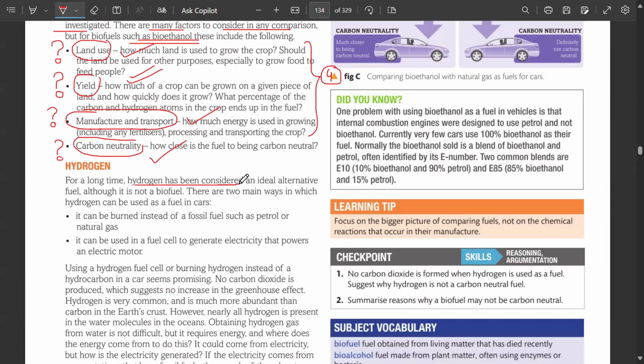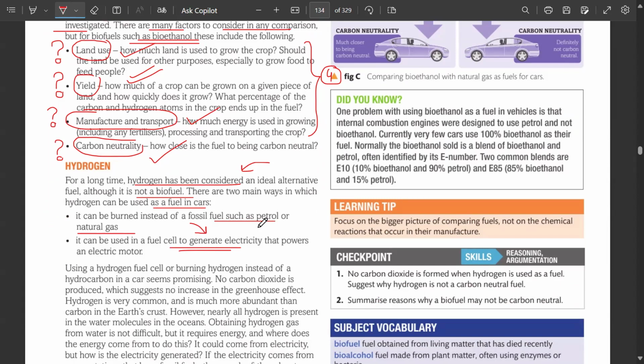For a long time, hydrogen has been considered an ideal alternative fuel as well, but it is not a biofuel. Cars में use हो सकता है. Natural gas में, petrol में, it can be used. But how would you harvest it, and how would you get hydrogen into the car? Would it last long?